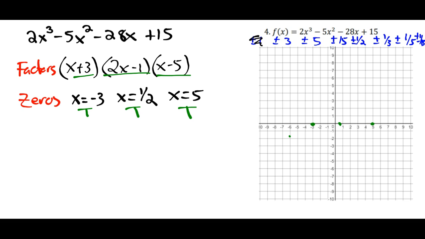Pay attention to the end behavior. So for the end behavior, I know the first number is positive. That means the right side's going up. The degree of the function is odd, so it goes opposite the right side. It's going to be going down.